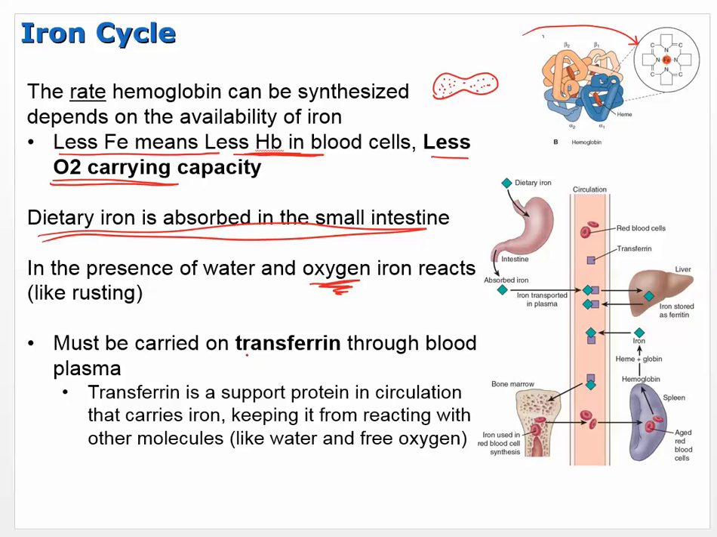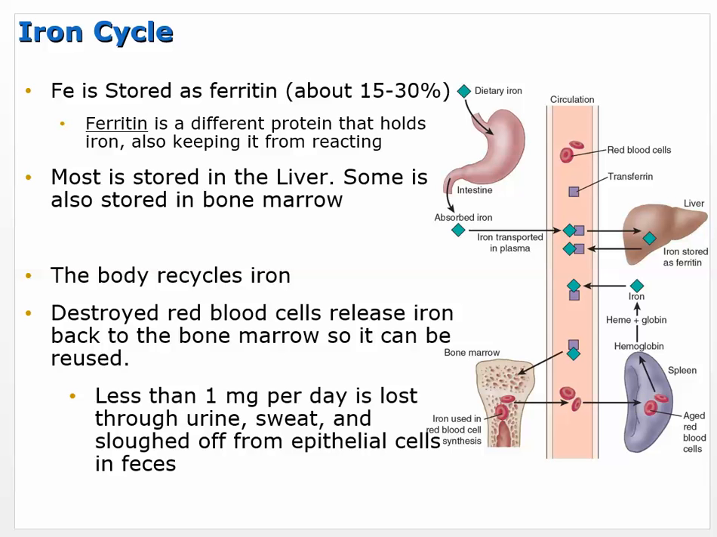And so the iron has to be moved around on something, and that something is transferrin. Transferrin is just a protein, and we can remember transferrin because trans means to transport, and Fe, iron, comes from ferrous, which is ferrin. Okay, so that's how it's transported, transferrin, through the blood plasma. Like I said, it's a support protein in circulation that carries iron, and that keeps it from reacting with other molecules, specifically water and free oxygen.